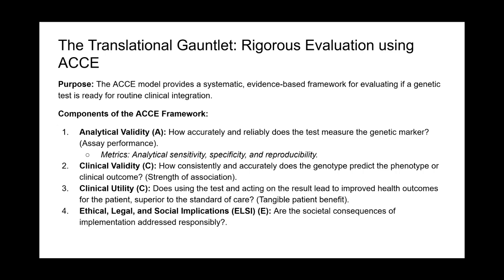This evaluates the strength and reliability of the association between the genetic marker and a clinical outcome or phenotype. It asks how consistently and accurately the genotype predicts the phenotype. This involves examining factors such as clinical sensitivity, clinical specificity, and the positive and negative predictive values of the test within a specific population. For example, the clinical validity of HLA-B*5701 testing for abacavir hypersensitivity reaction is extremely high. In contrast, the connection between some CYP2C19 variants and clopidogrel outcomes has shown more variability across different studies.